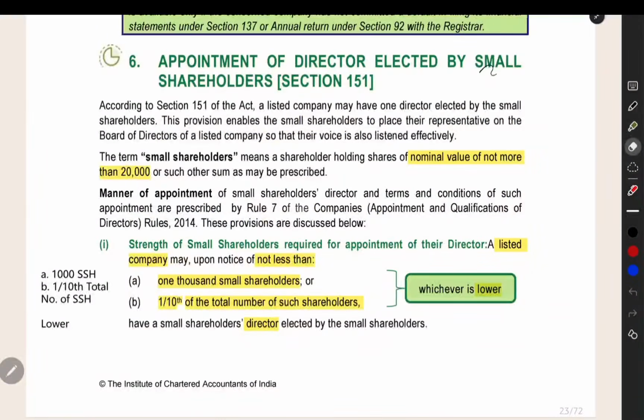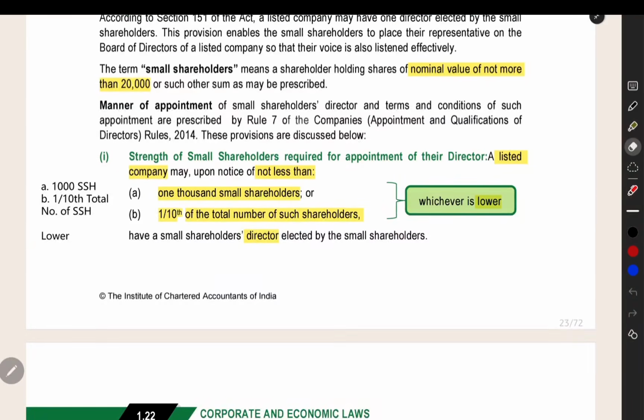Now we can see the provision of small shareholder director. What is the meaning of small shareholder? If you are a shareholder holding shares up to a face value of 20,000, then you are a small shareholder. If you are a small shareholder, you can gather many small shareholders, go to the company, make an application, and elect a director for you. You can have a small shareholder director on the board of directors of the company who will represent the interest of the small shareholders. So how many small shareholders do we have to gather to appoint a director?